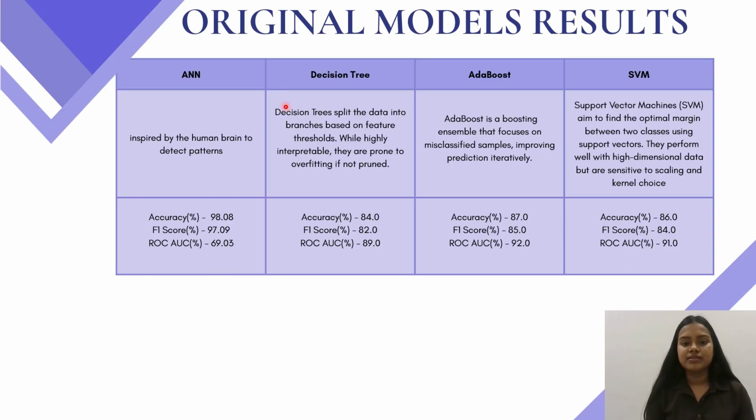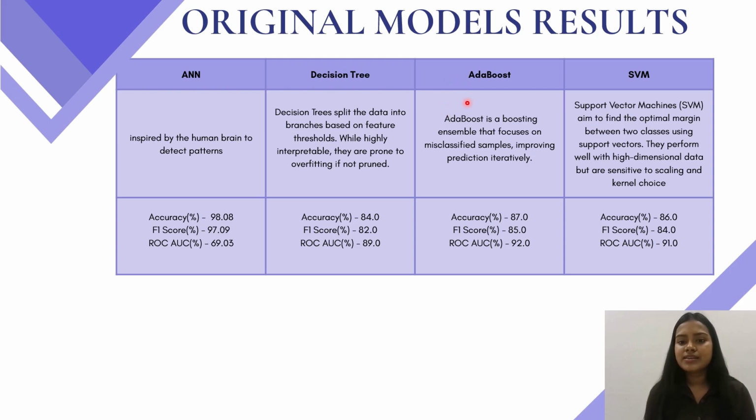Again, decision tree. Decision tree splits the data into branches based on feature thresholds. While highly interpretable, they are prone to overfitting if not pruned. Accuracy of decision tree is 84.0%, the F1 score of decision tree is 82%, and the ROC-AUC is 89%. Now we're coming to AdaBoost.